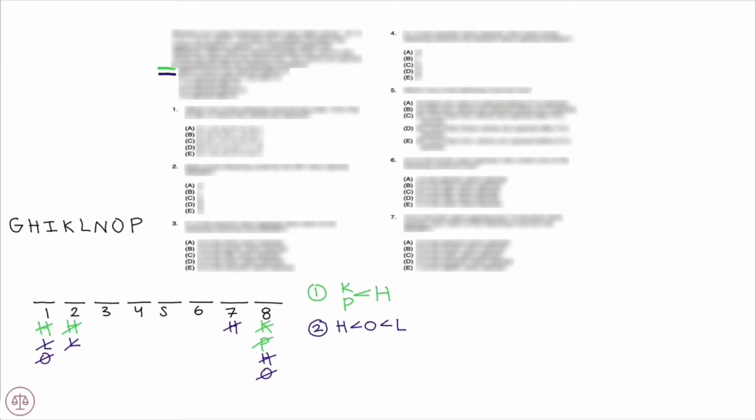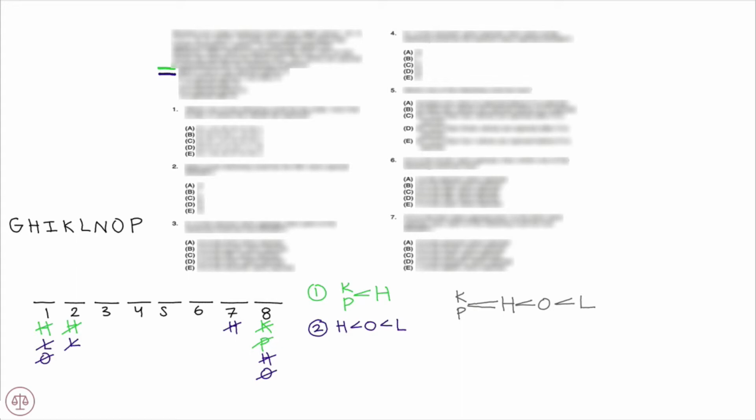And now, before moving on to rule number 3, let's combine rules 1 and 2. We have K and P. We know K and P are before H. We know that H is before O and O is before L.